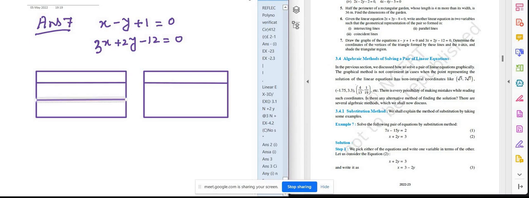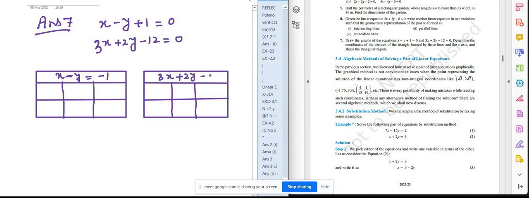Here x, y we will write, and here point. So the first equation is x minus y equals minus 1, bring 1 to the right hand side. And the second one is 3x plus 2y equals 12. If you consider x equals 0, y will be 1. If y equals 0, then x equals minus 1. This is point A and this is point B. If x equals 0, y equals 6, and if y equals 0, then x equals 4. This is point C and this is point D.